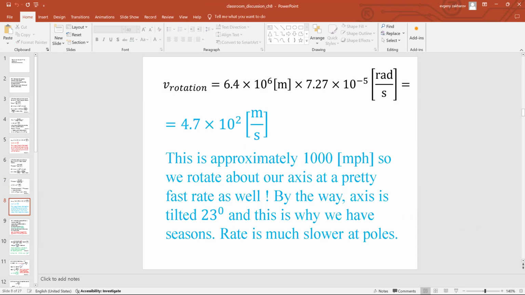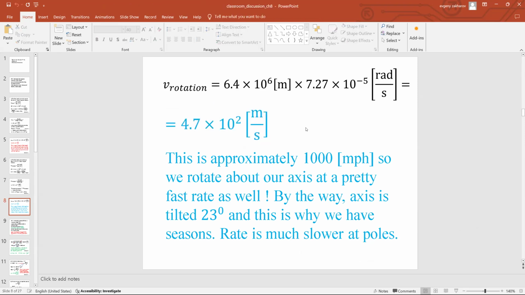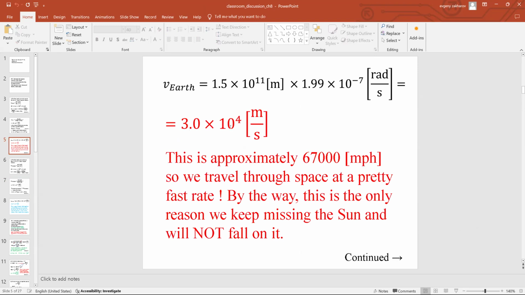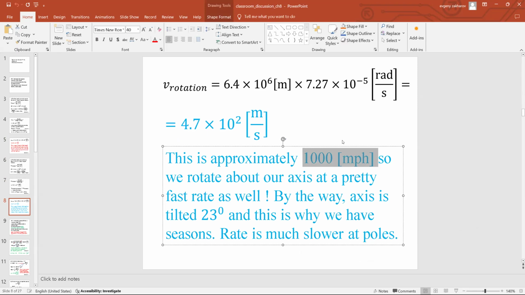And once you multiply those values, you get 470 meters per second. Of course, it's not 30,000, but it's still approximately 1,000 miles per hour. So not only do we go through space at 67,000 miles per hour because we orbit the sun, we also spin on our own axis, and that provides an extra 1,000 miles per hour of rotation, the linear velocity for rotation along our own axis.